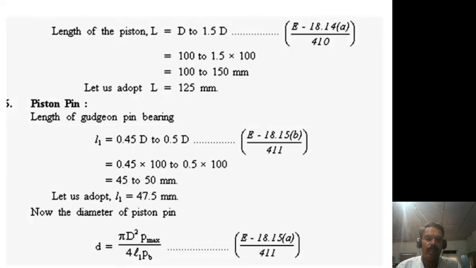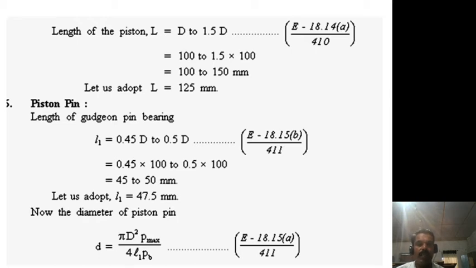It is not completed. One more point is pending here, that is the length of the piston, capital L. Before that, you calculated small l, which is nothing but the length of the piston skirt, but here the length of the piston is capital L. So L is equal to D to 1.5 times D. D is a known thing, the diameter of the piston, that is 100 mm, which is given in the problem. So 100 to 1.5 times the D value. Therefore 100 to 150 mm.